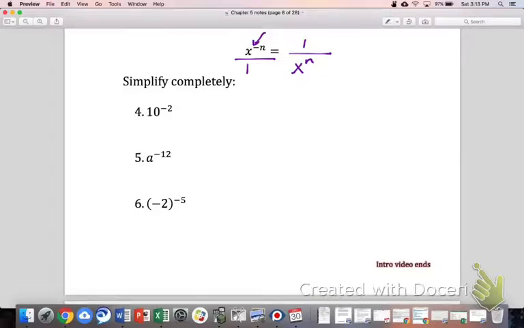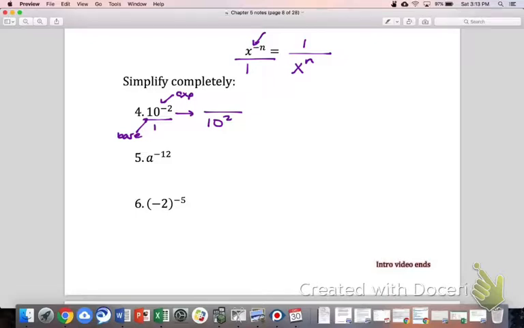Okay, number 4. In number 4, the base is 10, and the exponent is negative 2. And so a negative exponent means to take that base, flip it to the other level. So right now, this 10 to the negative 2 is currently in the numerator, so I'm going to flip it down to the denominator. So this would give me, in the denominator, 10 to the positive 2. Again, it's positive 2 because I've done what that negative exponent asked me to do.